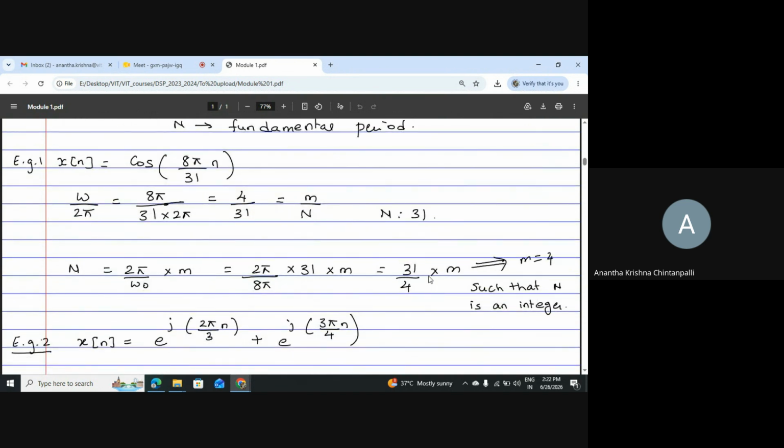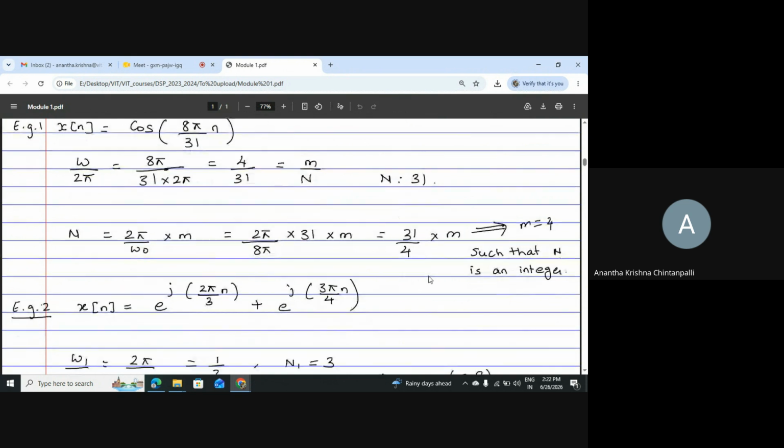Now, what happens if I take m equal to 8? What happens if I take m equal to 12, 16, and so on? Then it is still going to give me an N which is an integer, but it is not going to be a fundamental period. It will only be a period. That is the difference between the two particular aspects.